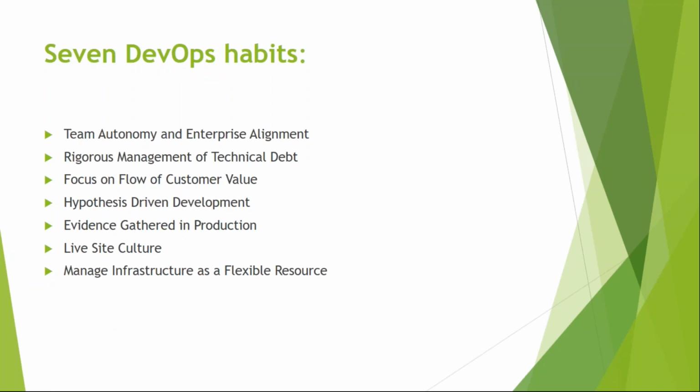First is team autonomy and enterprise alignment. That means give your team the flexibility to do the work they want. Let them innovate. Let them write the code they want, following the practices and all. And your enterprise should be aligned with it. Basically, your enterprise or organization should know what they are doing.